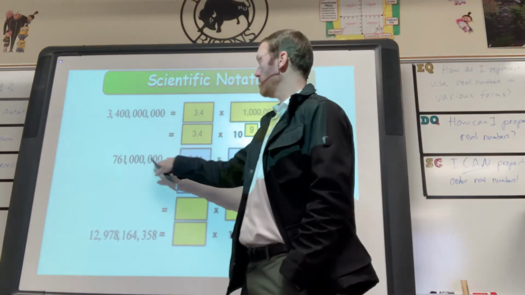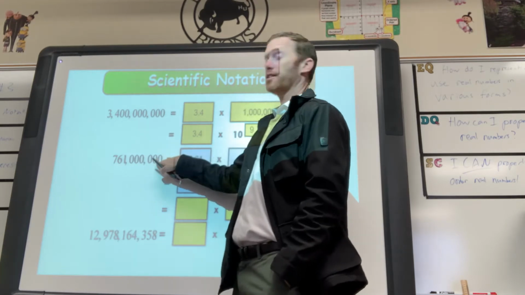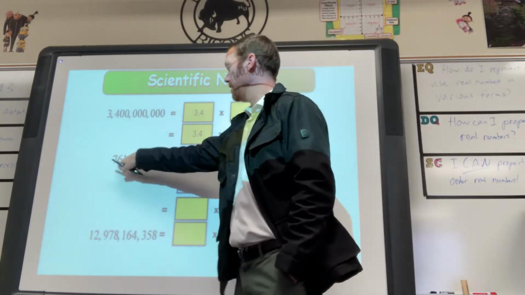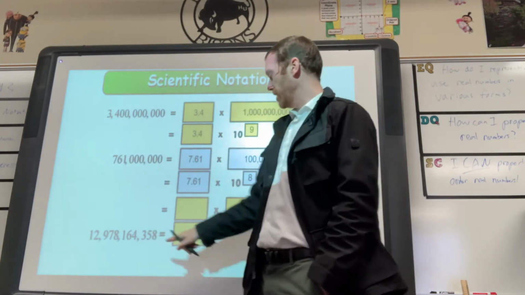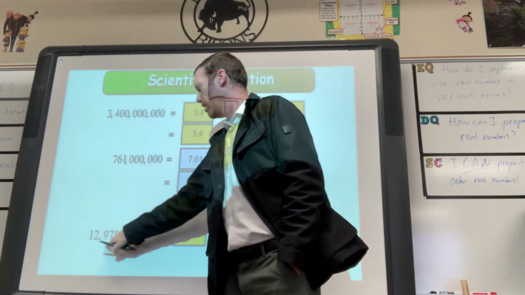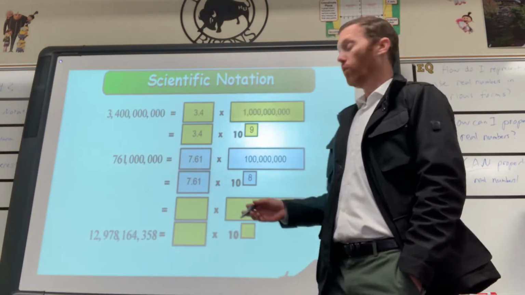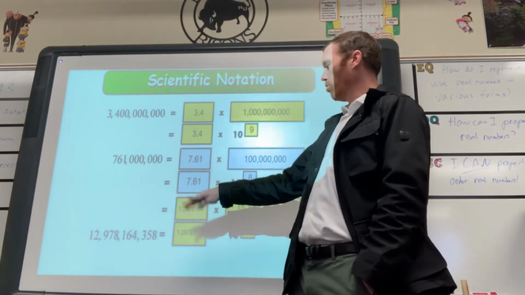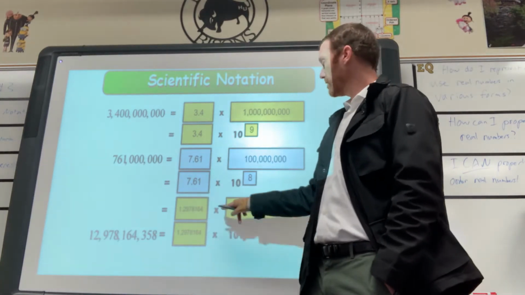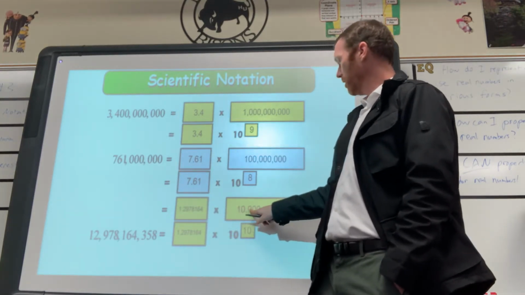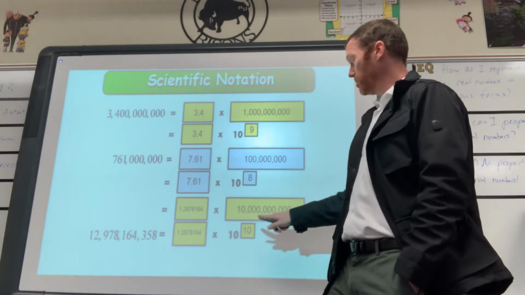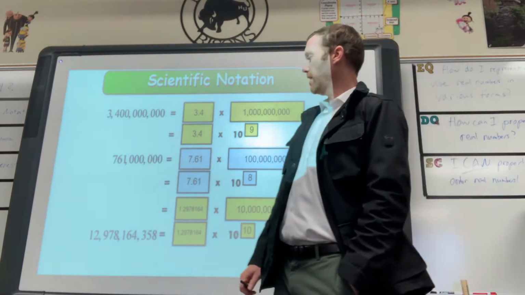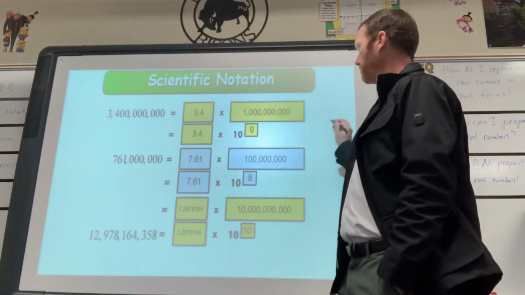Because if you just counted the zeros, you would have come up with 10 to the 6th. But that's not the right answer. It's 10 to the 8th because the decimal moved 8 spots. On this big number, decimal was here, moves all the way over there, and then you get a really weird, wacky number that says 1.2978164, and then I kind of rounded the rest of it, times 1 with 10 zeros after it, which is 10 to the 10th power, which is 10 billion, which is a nice big number.